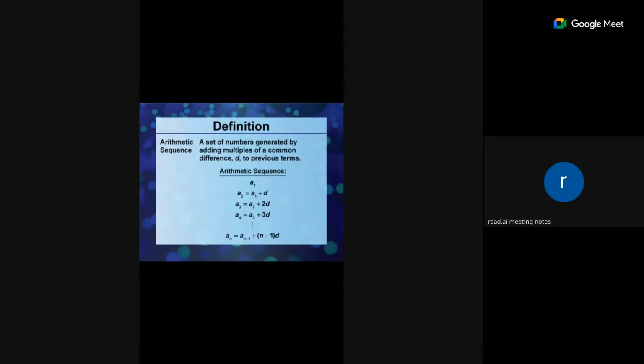So moving on, we have the arithmetic sequence, and I told you we have two types of sequence, the AP and the GP. The AP is the arithmetic progression sequence and the GP is the geometric progression sequence. Now let's look at the AP sequence. An AP sequence is a set of numbers generated by adding multiples of the common difference, which is D, to previous terms. So our AP makes use of two signs, addition and subtraction.